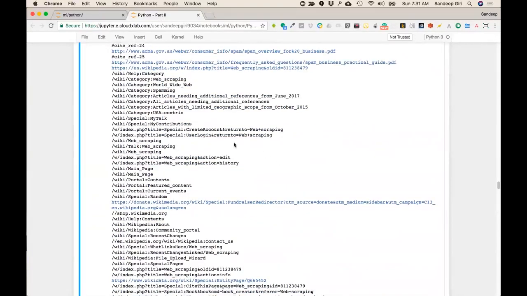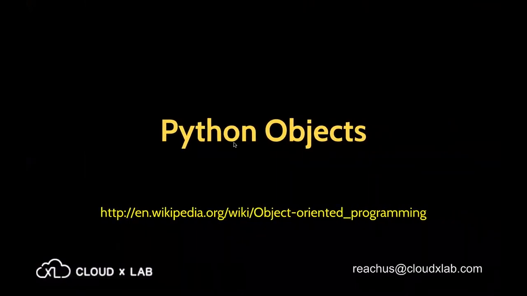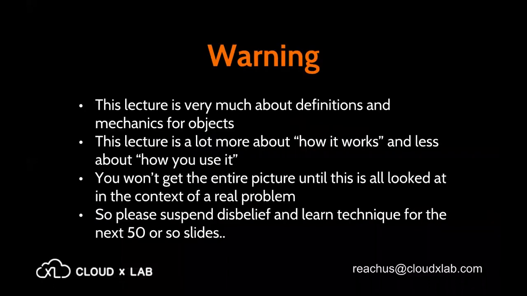Now let's continue a new topic today called Python objects. Python is an object-oriented programming language as well. Python provides you functions, the ability to call functions, and everything that any other programming language provides, but Python also provides objects. It's going to be more about definitions today and how it works, and less about how to use it. So you must try creating objects and then you will get an idea.